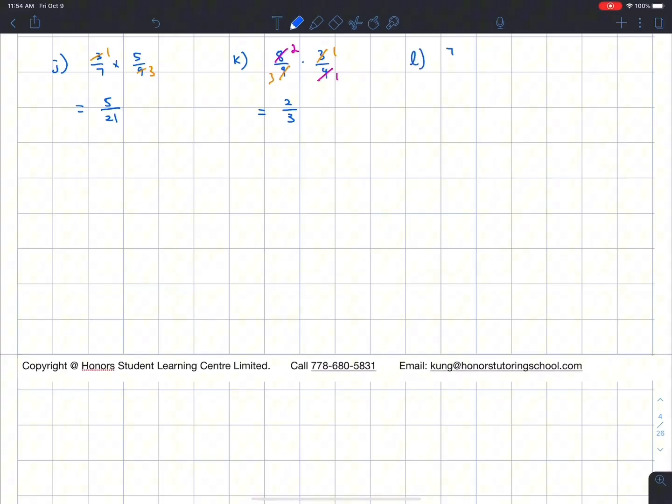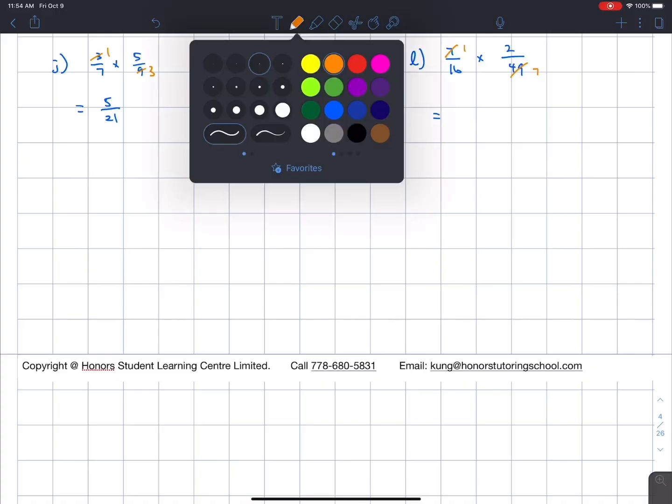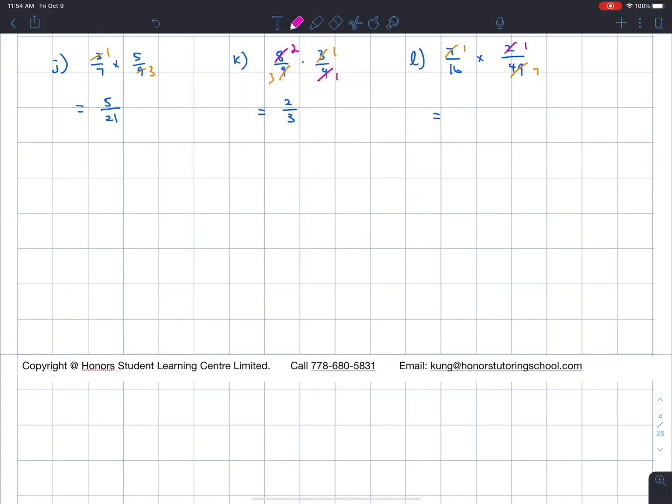L, 7/16 times 2/49. Once again, we always simplify first. Divide this by 7 to get 1. Divide this by 7 to get 7. Divide this by 2 to get 1. Divide this by 2 to get 8. And now I get numerator 1 times 1. Denominator 8 times 7 is 56.